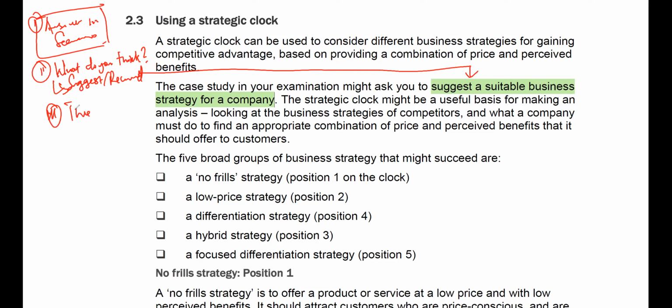Now, the strategy clock might be a useful basis for making an analysis, like looking at the business strategies of competitors and what a company must do to find an appropriate combination of price and perceived benefit that it should offer to customers. So 5 broad groups of business strategy that might succeed are the no frills, which is position 1. We have position 2, low price. We have high differentiation. We have hybrid and a focus strategy. Okay, so at least know these 5, write these 5 down. If this pops up, then you must know how to explain them or what it means.